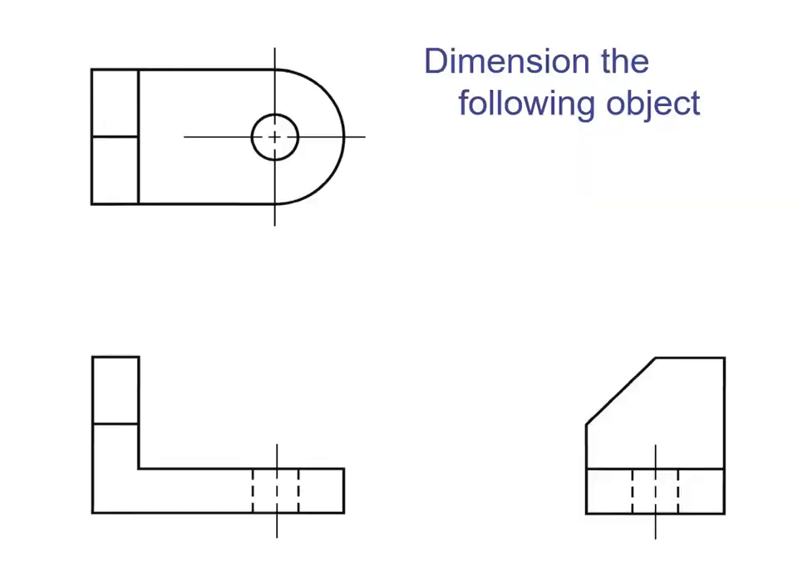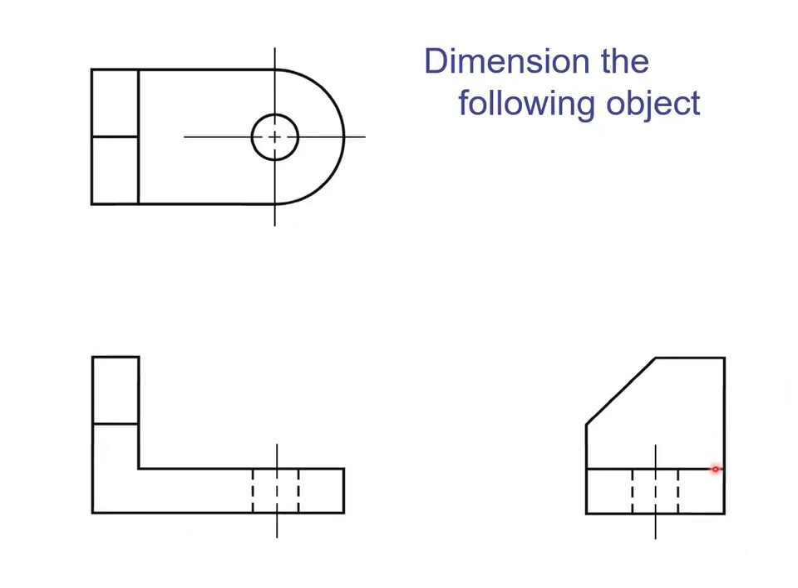Okay, so let's identify our datums on this detailed part. So we have our front view, top view, and side view. For the front view, we can use the base as a datum, and we can use this back surface as a datum. And finally, we can use this surface here as our third datum. So primary datum, secondary datum, and tertiary datum.